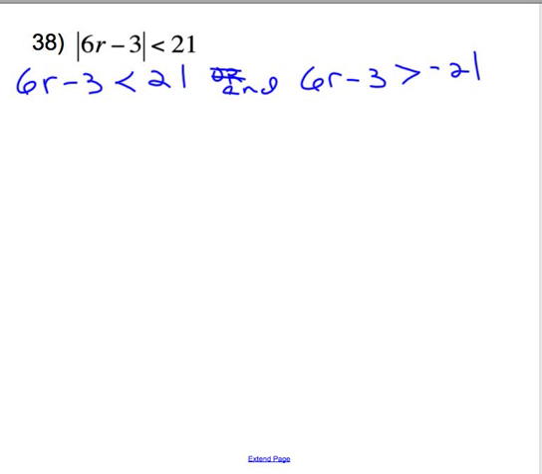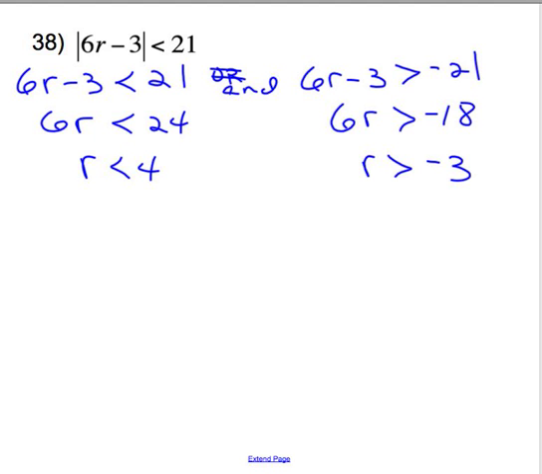And now I'll solve. I'm going to go back to the first one. I'll add 3 to both sides. So I have 6r is less than 24, divide by 6, r is less than 4. Over here, I'll add 3 and divide by 6 again. If I add 3, 6r is greater than -18, divide by 6, r is greater than -3. So my 2 solutions: r is greater than -3, and r is less than 4. If I write that as a compound inequality, -3 is less than r is less than 4.